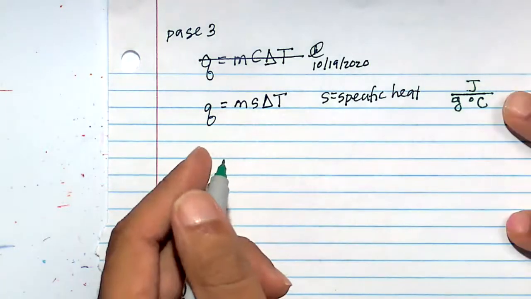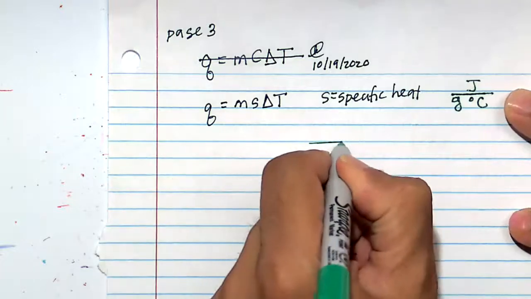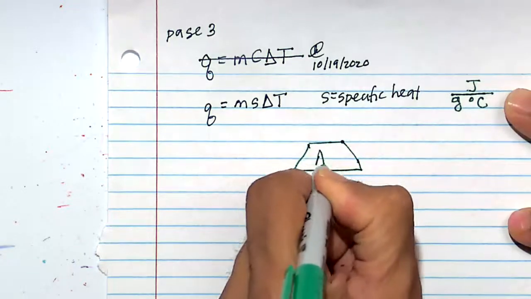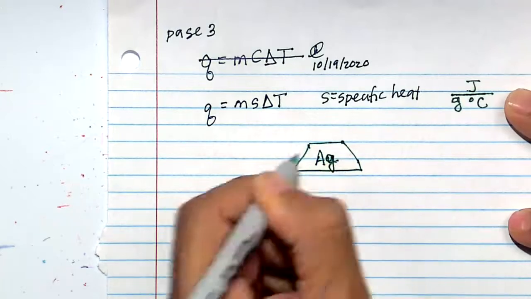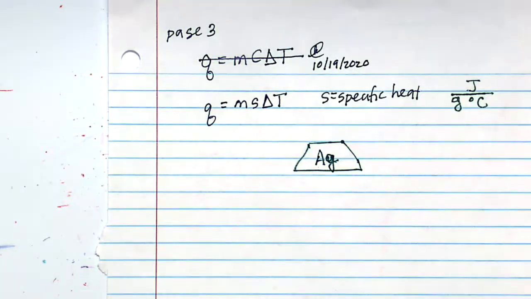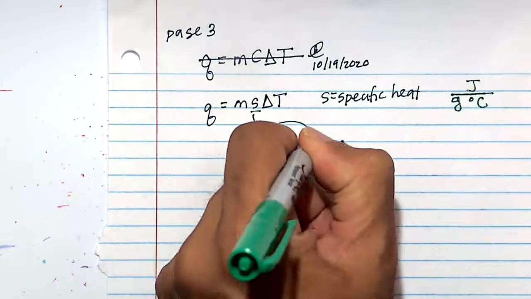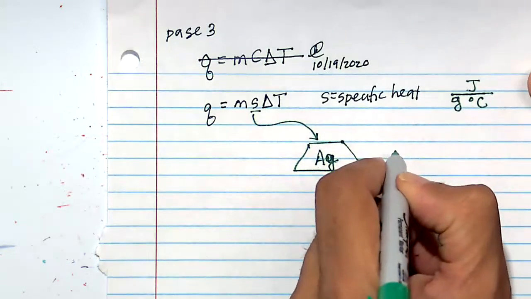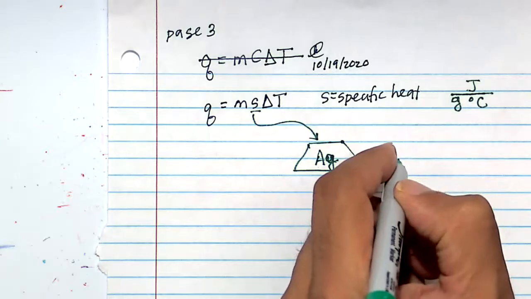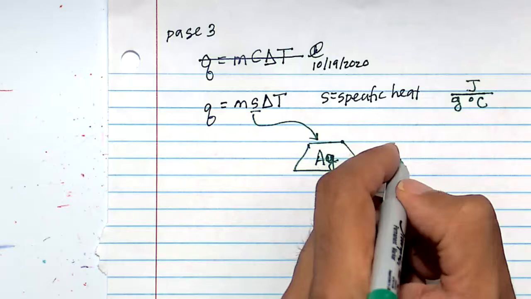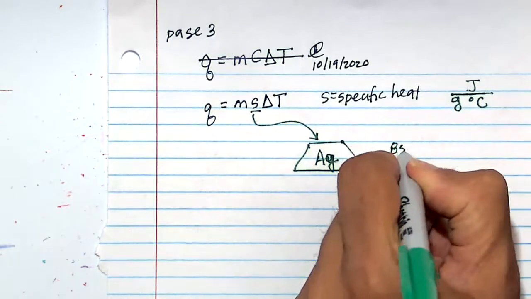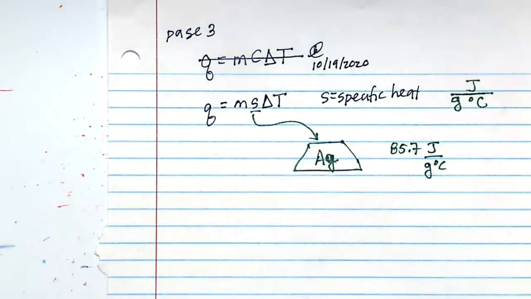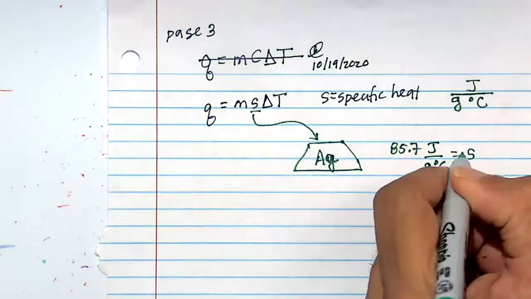So let's do an example problem. So let's say I have a bar of silver, a coin maybe, or silver bar. Silver is Ag, that's the element on the periodic table. And the specific heat of silver is specifically a constant, so that's something I'll have to give you. So let's say it's 85.7 joules over gram degree C. Okay, I'll give you the real constant on the exam.